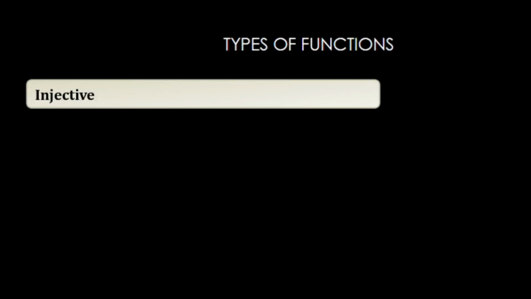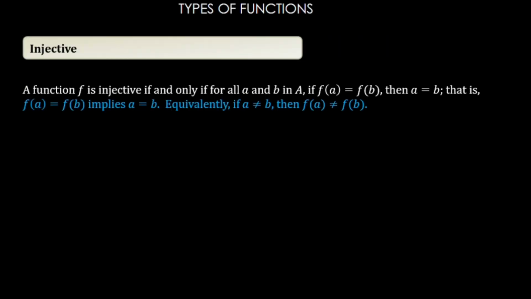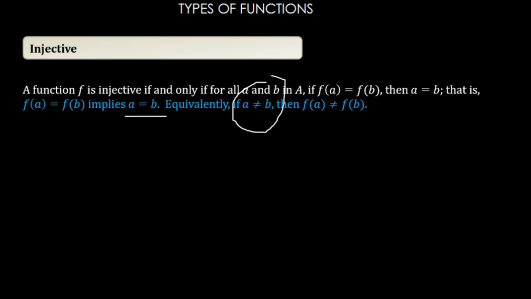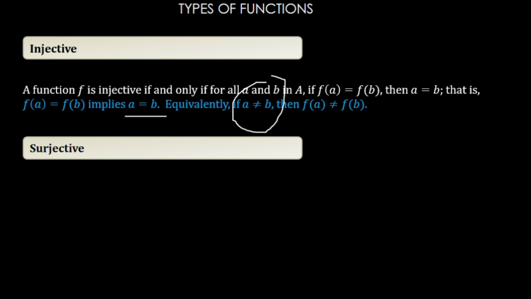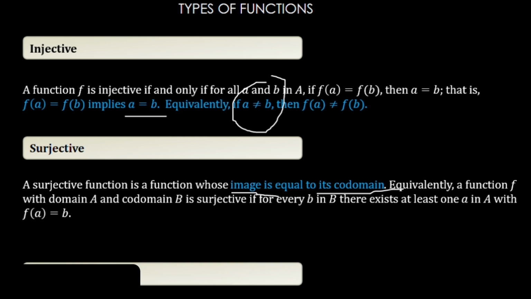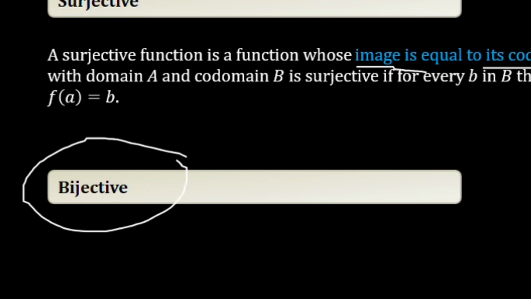We move to types of functions. There is the injective function. A function is injective if f of a equals f of b implies that a equals b. If a is not equal to b, then f of a is not equal to f of b, and otherwise it is not injective. A function is surjective if the image is equal to the codomain, that is, the range is equal to the codomain. Hence, we have a surjective function. Another type is bijective. A function is bijective if it is both injective and surjective.